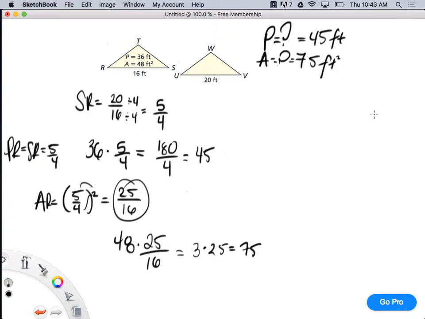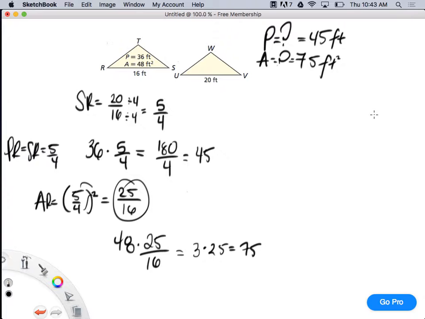Does that make sense? Yes, that makes sense. I'm so happy. Yes, absolutely. Great. Okay. So then, to find the area ratio, I can't just use the same ratio. I have to square it because the area ratio is the similarity ratio squared. So I square it, I get 25/16, and then I multiply that area ratio by the old area to get the new area. So I do 48 times 25/16, I get 75. So that's the area of the new triangle.